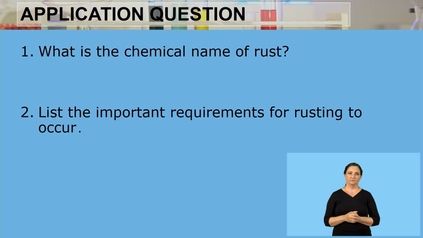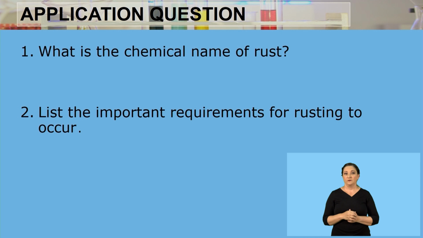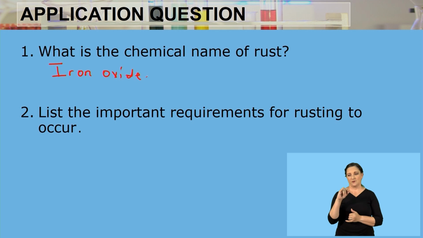So now you're going to dive into our application questions. Again, they're based on the formation of rust and the prevention of rust. So let's start. We need to answer this question: what is the chemical name of rust? Remember, rust is the result of a reaction. We get rust when we react our metal with oxygen to form iron oxide. So that is going to be iron oxide.